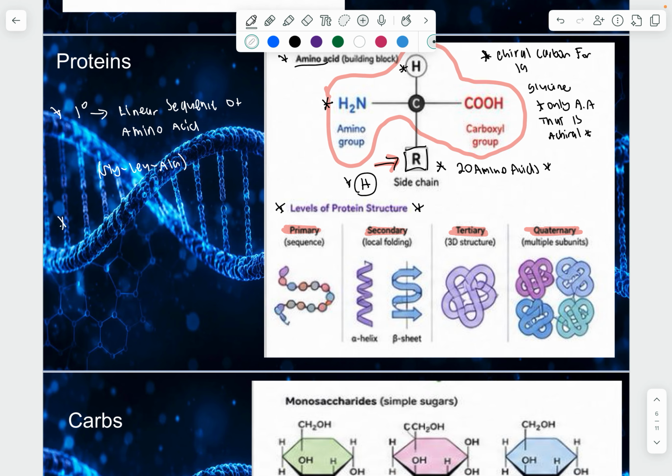This is how your primary structure would look. Glycine, leucine, alanine. Just your amino acids being connected to each other by peptide bonds. That's primary. Secondary has to do with folding.